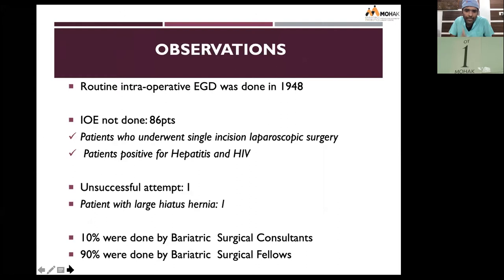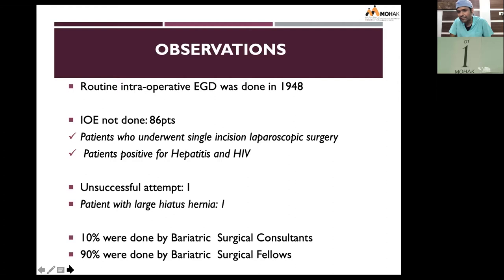Now, of these 1948 patients, we had to remove 86 whom we consented but were not able to do it. Some patients had single incision surgery, so we did not do the endoscopy. Some patients who were hepatitis or HIV positive were removed. So these 86 patients are not part of the study. There was one unsuccessful attempt where the scope was not getting negotiated, although this patient did not have a pathology. And there was one patient with a very large hiatus where the scope just got lost and we could not negotiate. 10% were done by bariatric surgical consultants like myself or Dr. Fobi, and 90% by our surgical fellows.